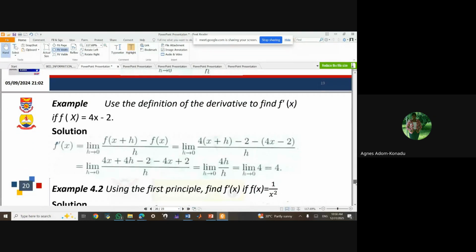So I am done with the first principle. I'm done with continuity. I'm done with limits of a function. Any question? Please, any question? No, please. Okay. Then if you are okay, then maybe we'll end here.